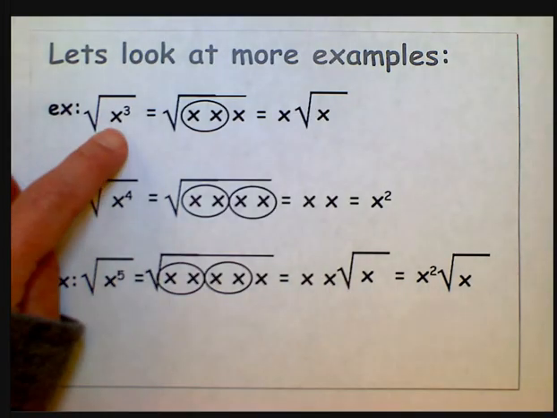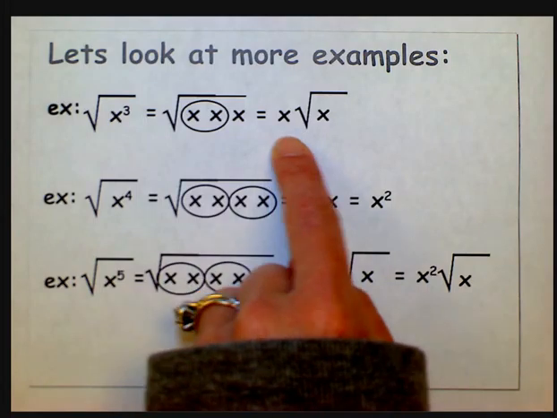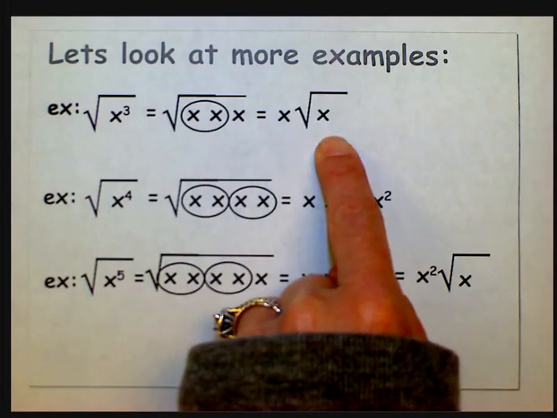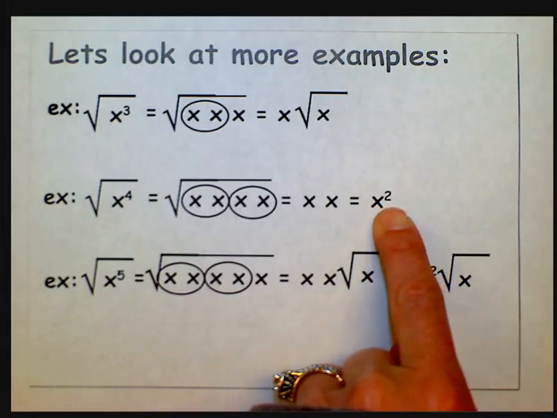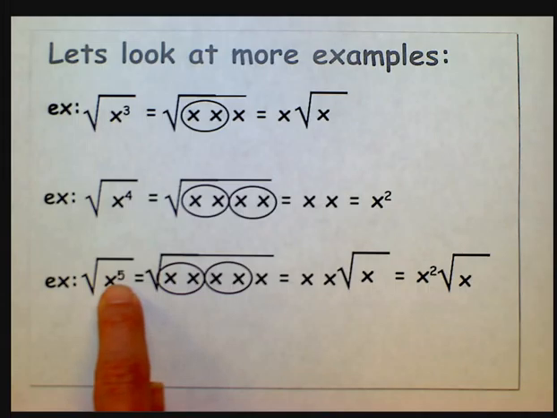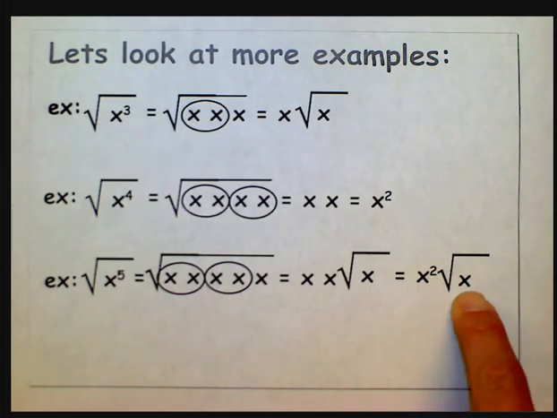So 3 divided by 2 is 1.5. So you have an x to the first on the outside and you have a leftover x on the inside. 4 divided by 2 is 2, so you just have an x squared and you have nothing left on the inside. 5 divided by 2 is 2.5. So that 2 becomes the power on the outside, and you're always going to have one left over on the inside when you have an odd power.